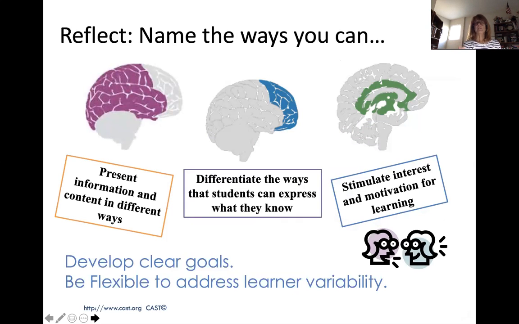So think about this. If you can reflect, can you name the ways to present information, to differentiate the ways the students can express what they know? Can you name the ways that we stimulate interest and motivation for learning? Ultimately, what you're trying to do is develop clear goals for your students, flexible enough within that lesson planning to address learner variability.